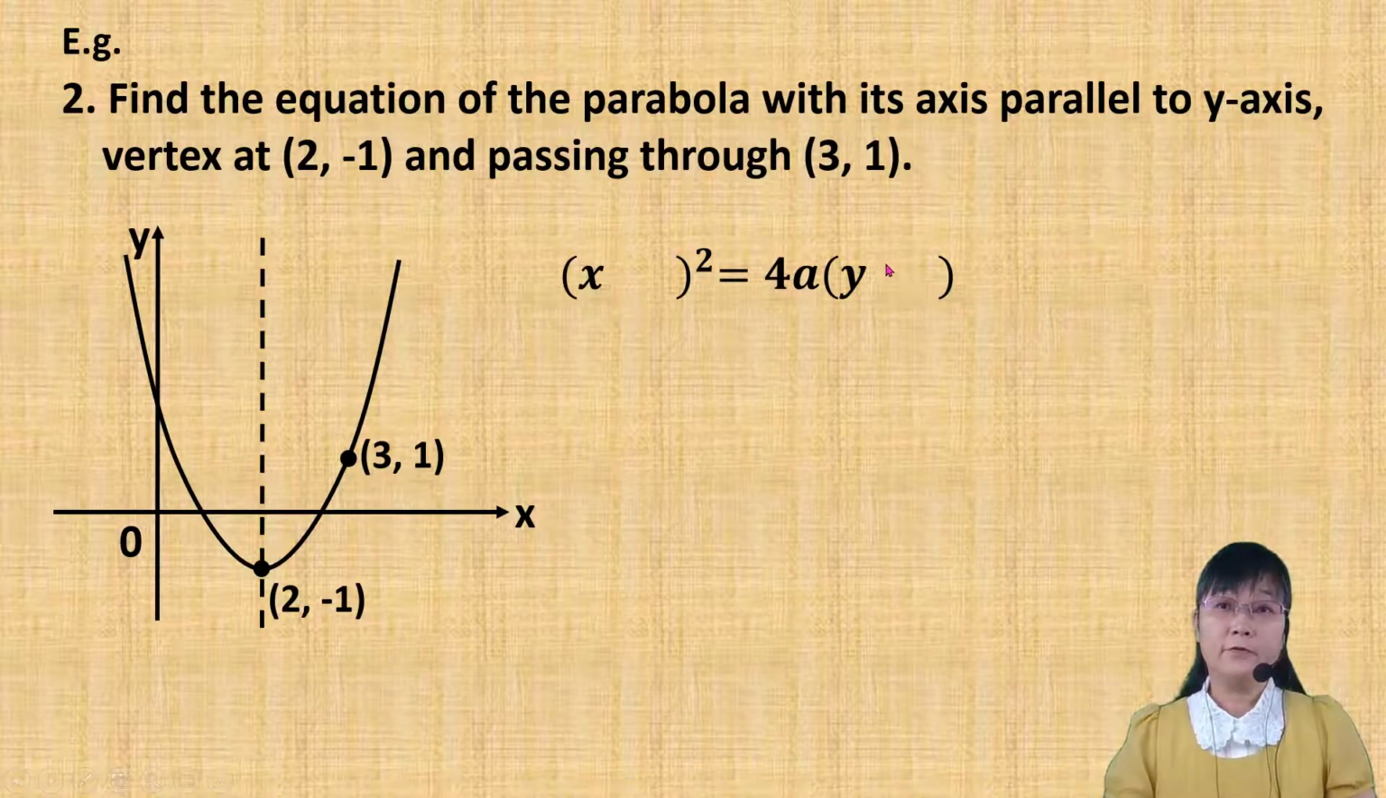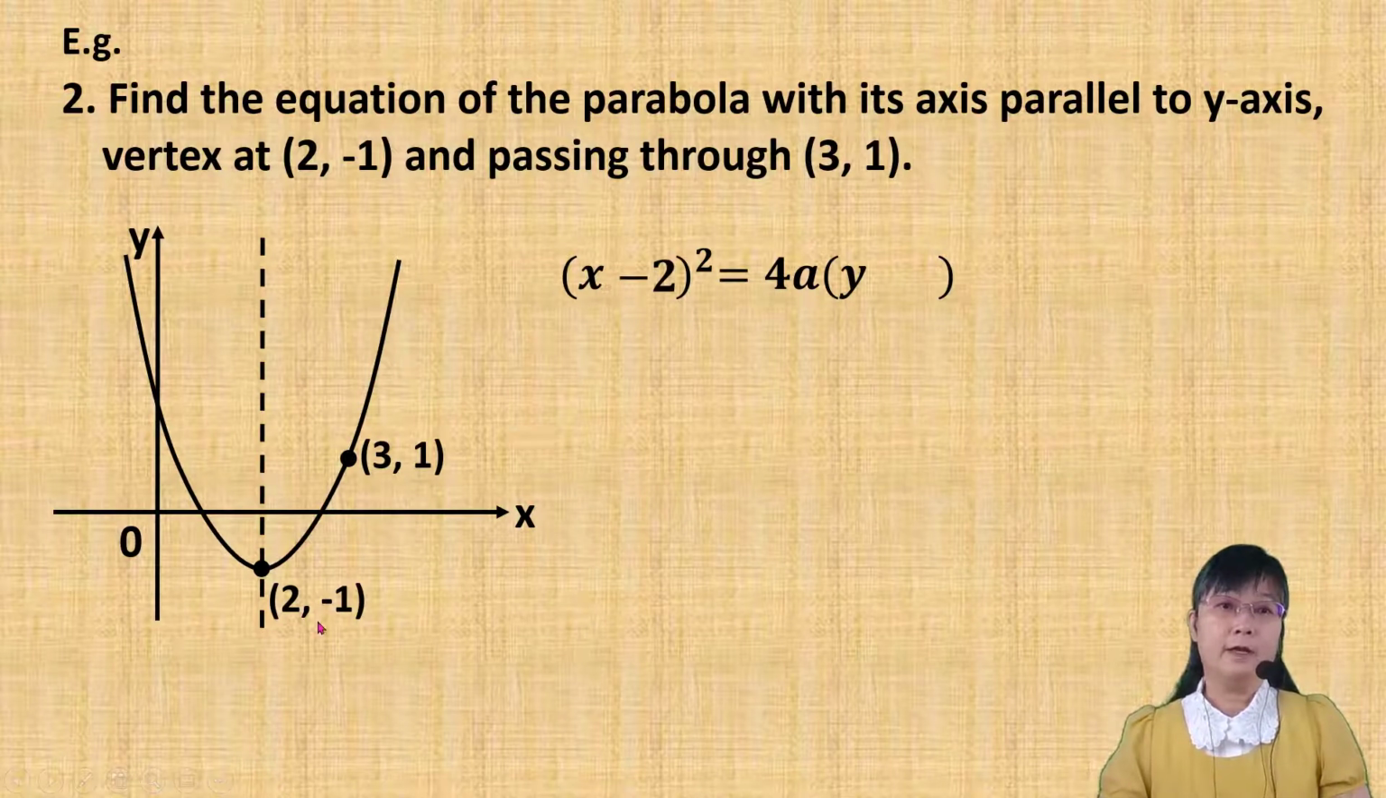Now we are going to find this value. This value we can get from the vertex given. So since the vertex given has coordinates (2, -1), it means the value of x here is -2 and the value of y here is +1.